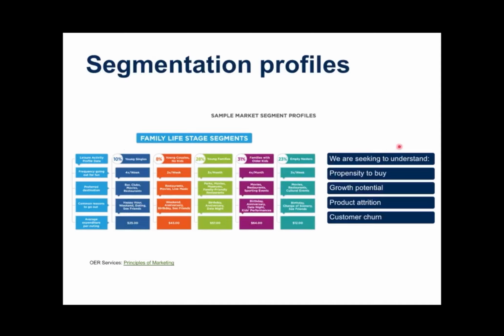What any business that's building a segment is trying to understand is commonly these kinds of things: their propensity to buy, the propensity to grow, the propensity for them to switch to a different product, and the propensity for them to go with a competitor. And it's very common to see these kinds of metrics associated with different segments that would be built for us to then make the appropriate decisions.